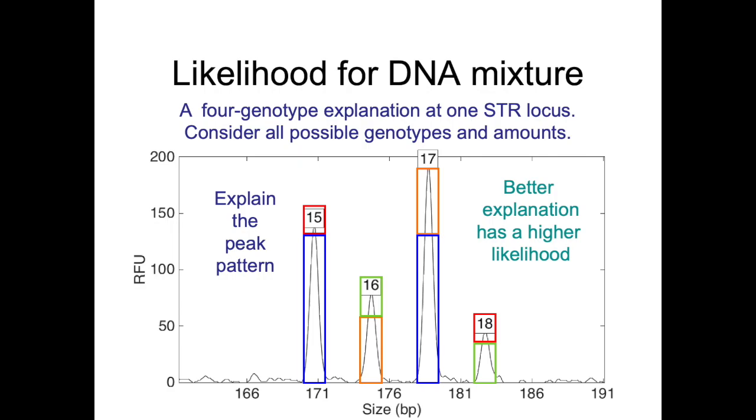When those 4 contributor genotype values are all added together, we get different heights of predicted amounts of alleles. And adding them together, looking at the tops of those stacked alleles, we see a pattern that's very similar to the underlying data pattern. So those 4 genotypes explain the peak pattern, giving a better explanation of the observed data and therefore a higher likelihood.